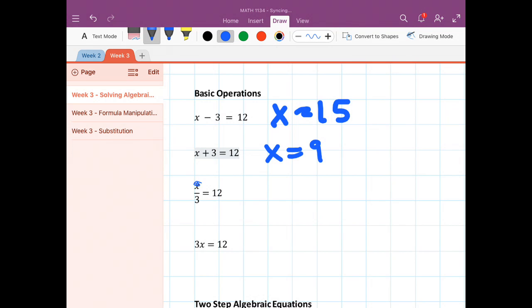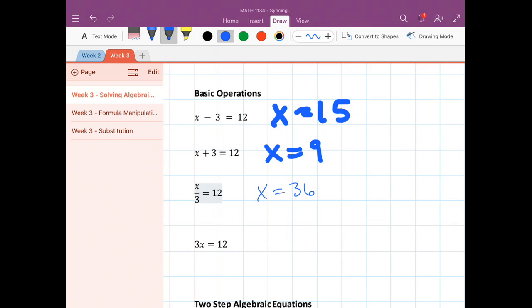And the same thing goes for our next equation there. If I was to put a cover up over that, something divided by 3 is 12. So you're thinking to yourself, well, I know 12 times 3 is 36, so our variable there must be 36. So x, in this case, is 36. 36 divided by 3 is 12.